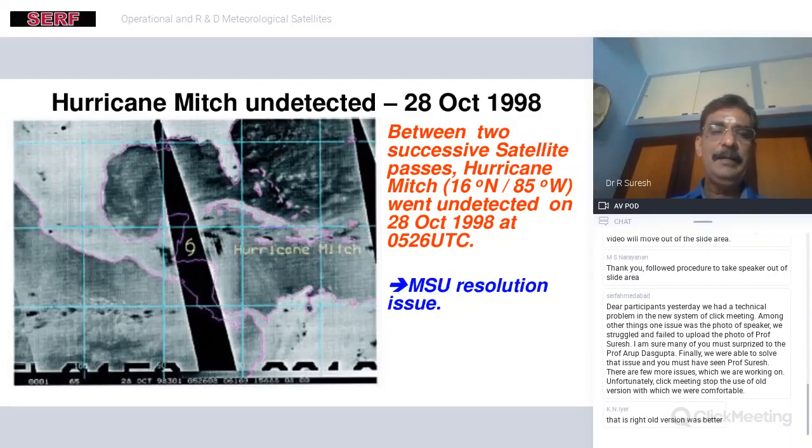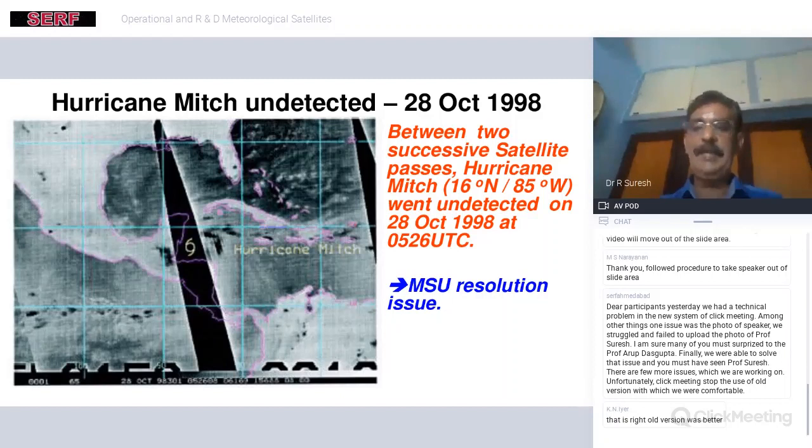So Hurricane Mitch was missed, and this is a problem not with the satellite, but with the geometry. Probably the next satellite may have covered it. Between two consecutive passes of the same satellite, depending on the diameter of the cyclone, if the cyclone is small, it can definitely be missed.